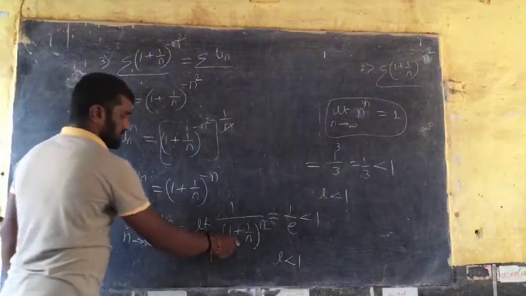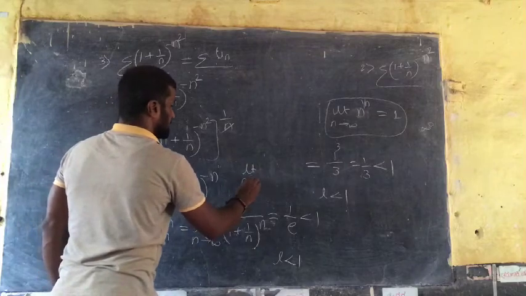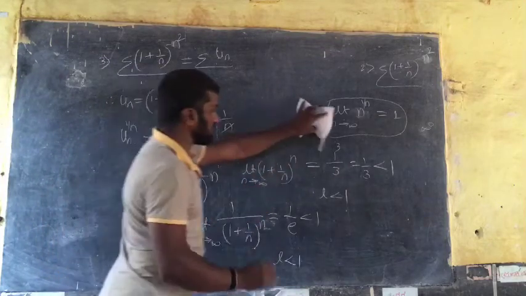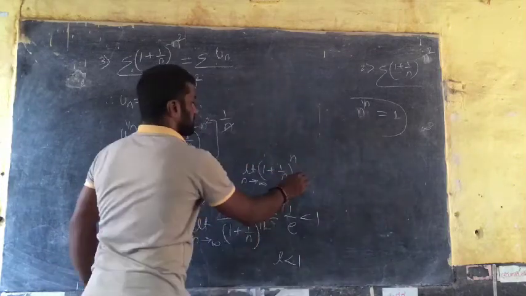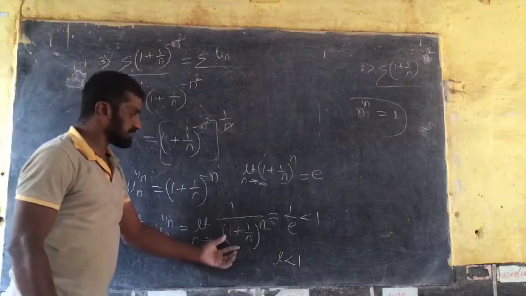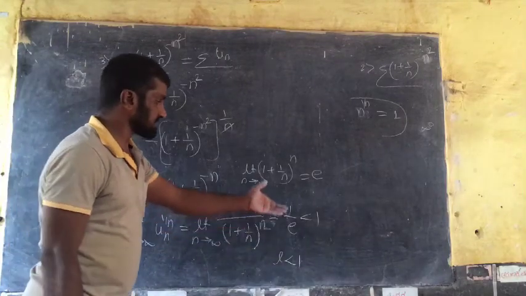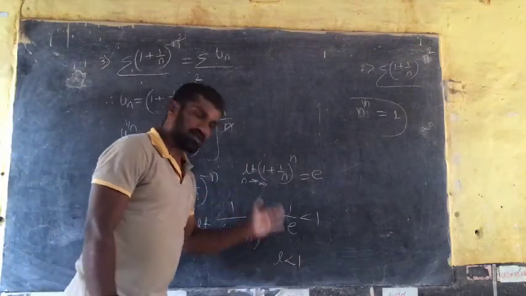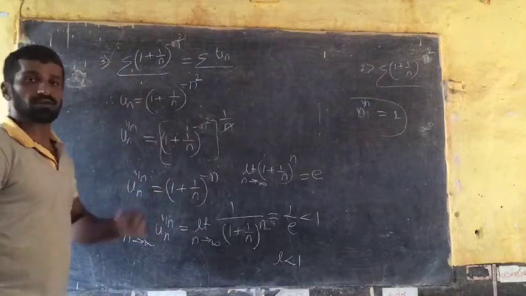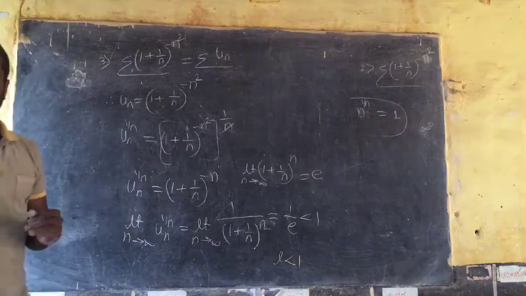Because the limit of n tends to infinity of 1 plus 1 by n raised to n, this value is e, which is a standard result. So 1 divided by e, it is 2.71 something, it means less than 1. So this series is convergent. This completes examples on the Cauchy root test. Please solve the remaining examples. Thank you.